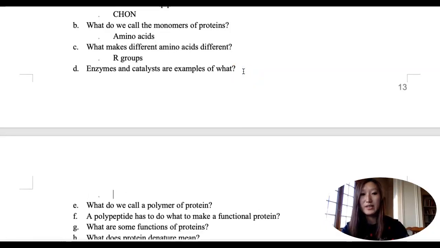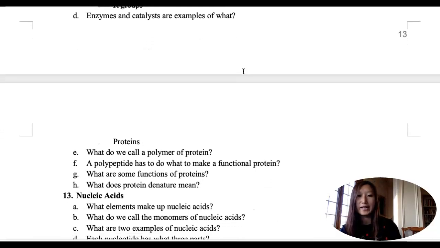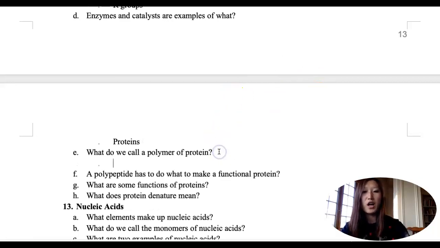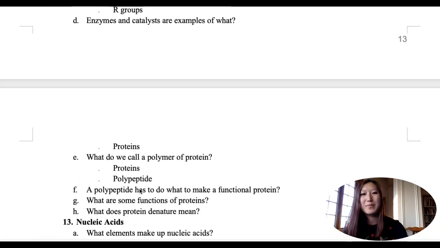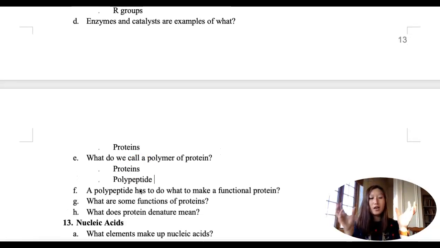Well, this is under proteins. So enzymes are proteins that are specifically in charge of speeding up certain types of chemical reactions. What do we call the polymer of proteins? Those will be called polypeptide, because in between each of the amino acids, when you put the amino acids together, the bond in between is called a peptide bond.